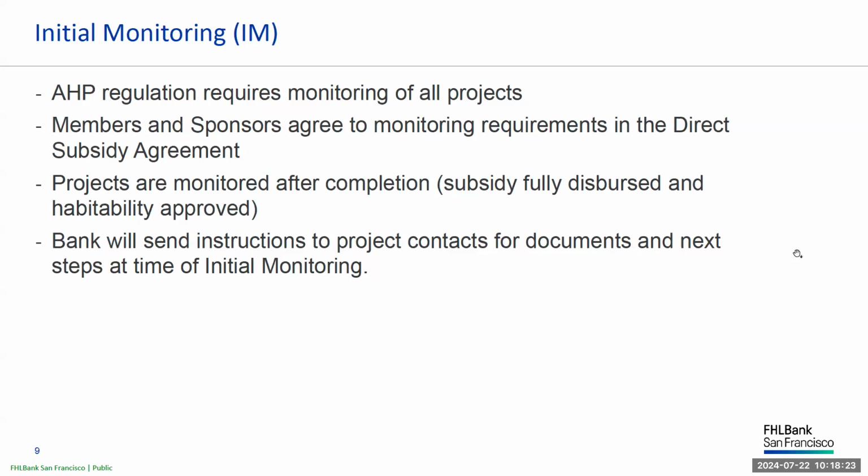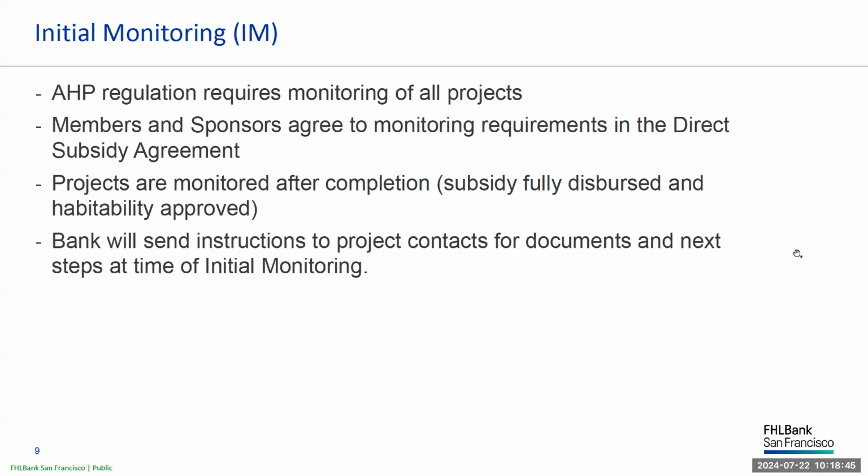When the project is deemed complete, meaning construction is complete and the AHP subsidy is fully dispersed, and all homebuyers' loans have closed escrow, the bank will contact sponsor and member to start collecting materials for the initial monitoring review. This includes documentation that was not collected at disbursement. The sponsor and member will be notified by email.